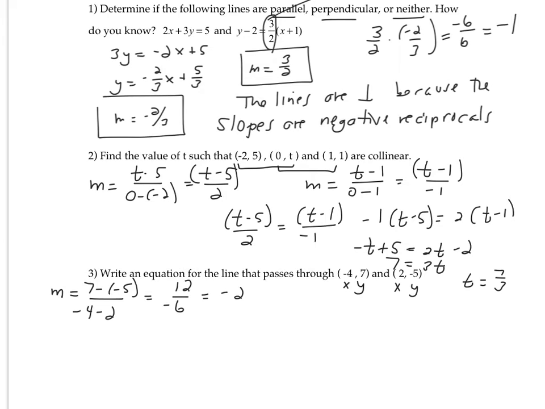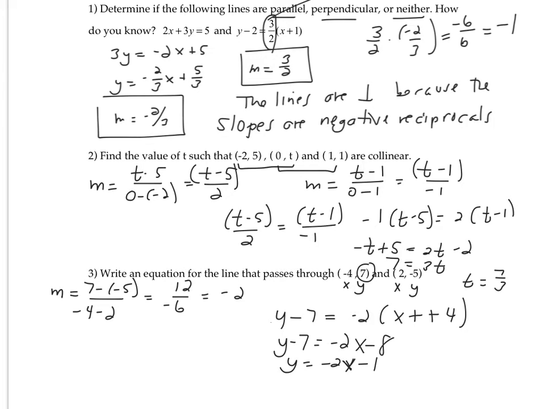Now you can either use point slope form or y equals mx plus b form, slope-intercept form, to come up with the y-intercept. I'm going to use point slope form. So I would do y minus a y value, which is 7, equals our slope of negative 2 times x minus negative 4. Now, that's going to turn into addition. So we have y minus 7 equals negative 2x minus 8. So y is equal to negative 2x minus 1 after I get the like terms together.